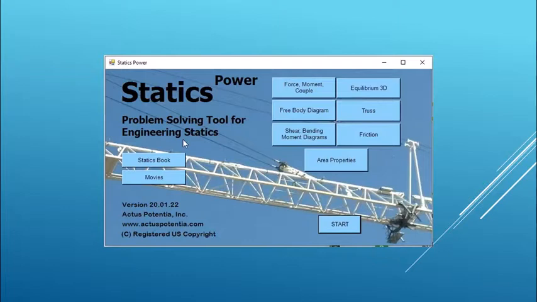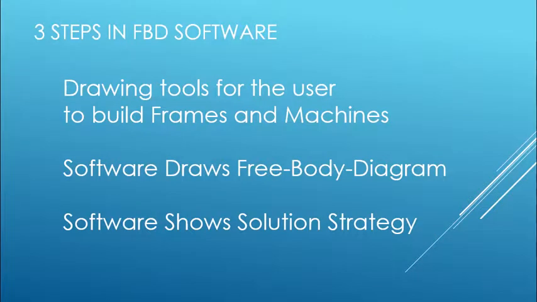This is the front end of the software. If you click on the free body diagram button, you will activate the application. The free body diagram software can do three things. It provides you with drawing tools, and you can build frames and machines on the screen, and then it can draw free body diagrams, and it can also show the solution strategy.